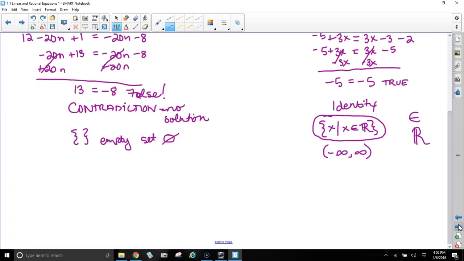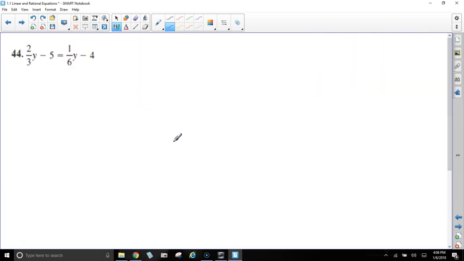Okay. Our next example is number 44. Once again, I'm going to clear out these fractions by multiplying everything through by the least common denominator of all the denominators, and I think a 6 is going to do it for us. So I'm going to come along here and squeeze in multiplying each of these terms by a 6. Remember, we can do that because of our multiplication property of equality and our distributive property.